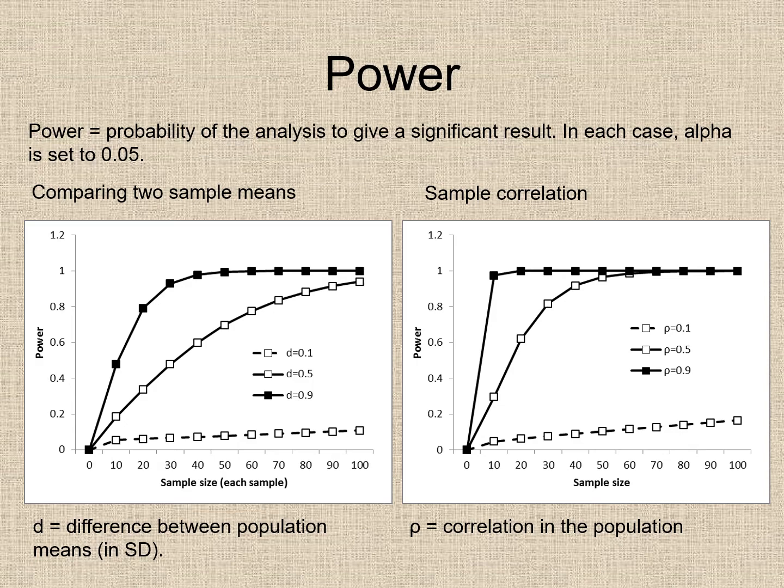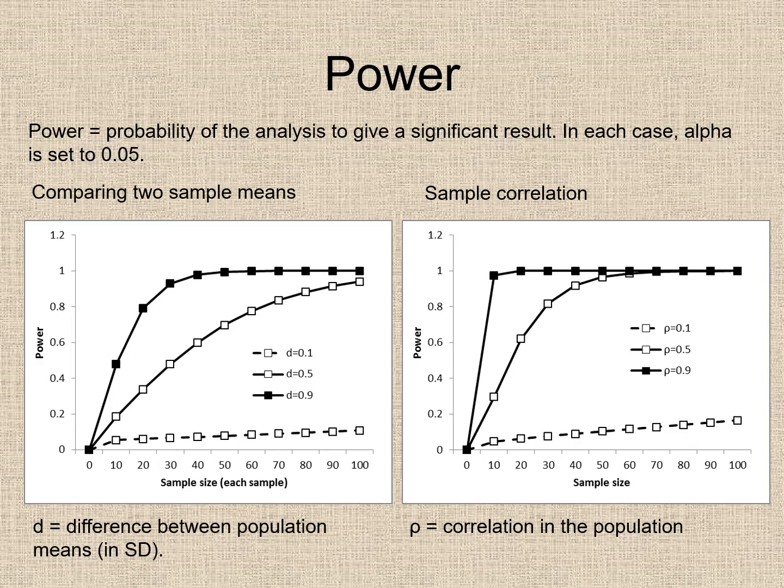And with a true difference between population means of 0.9 standard deviations, the power quite quickly approaches 100% here. It will never be exactly 100%, but we see here that it's almost 100% already with 50 persons in each sample.